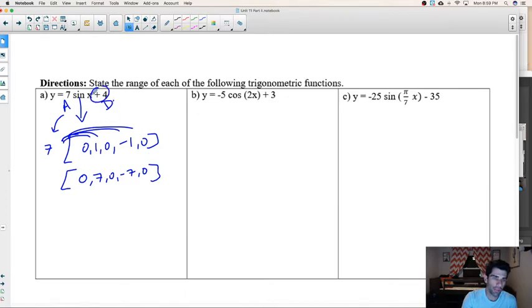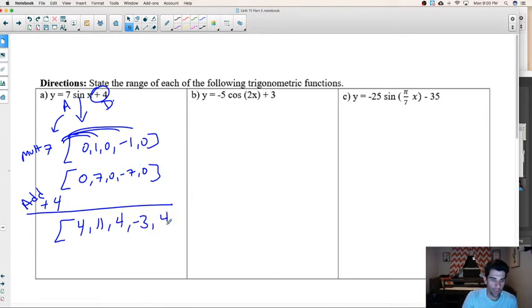Then we take the shift, and that means you're going to add 4. So this is multiply, and then this is going to be an add. So 0 plus 4 is 4. 7 plus 4 is 11. 0 plus 4, -7 plus 4 is -3, and 0 there is 4. Right there, that's it. So the lowest point, your min, was -3. Your highest point, your max, was 11. So that means that the range went from -3 to 11. All right. Hit pause. Try the next two. It's the exact same thing.